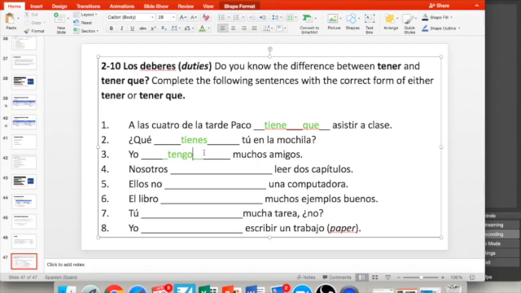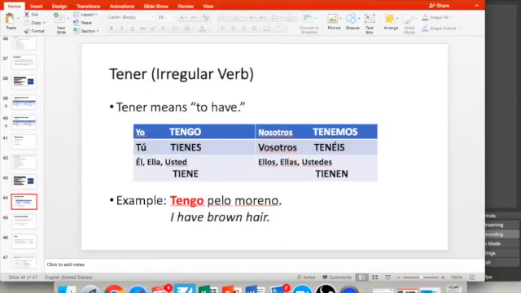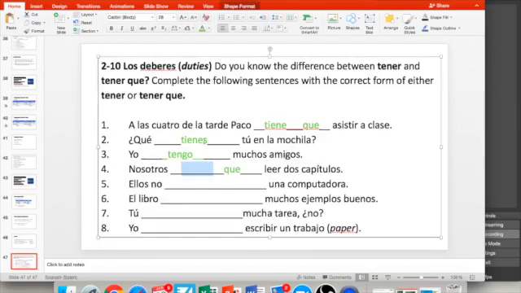What about number 4 though? Nosotros blank leer dos capítulos. So we blank read 2 chapters. So we have read 2 chapters or we have to read 2 chapters. In this case, we're saying that we have to do something. So we need to throw a que in here because we have to do something. If you find the nosotros word that goes with the have, you can see that the nosotros form of tener is tenemos. And we're going to say that nosotros tenemos que leer dos capítulos. We have to read 2 chapters.